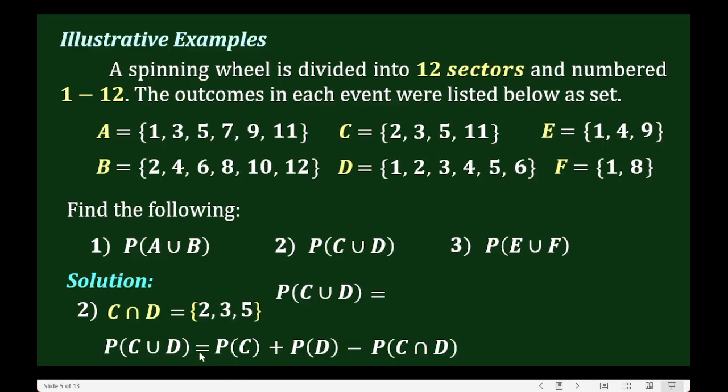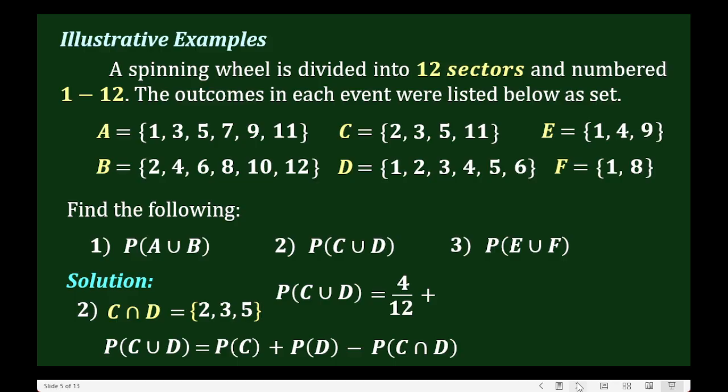Now, let us determine the P of C. We refer to event C, and there are 4 elements. So that will serve as the numerator for the value of P of C. So 4 over the sample space 12.